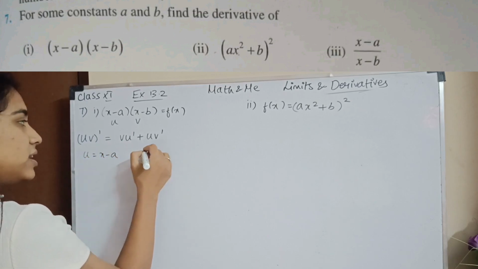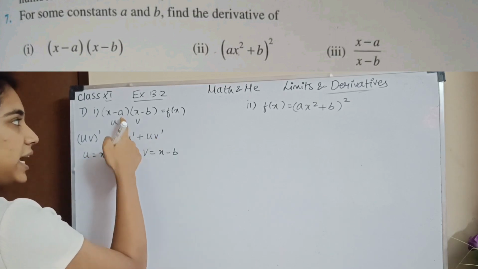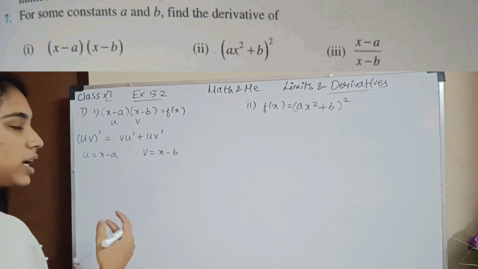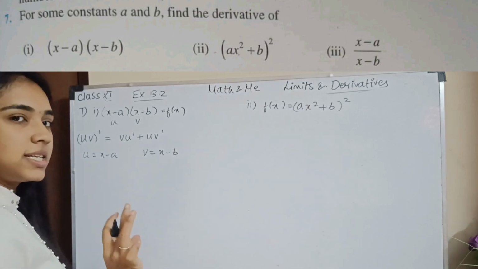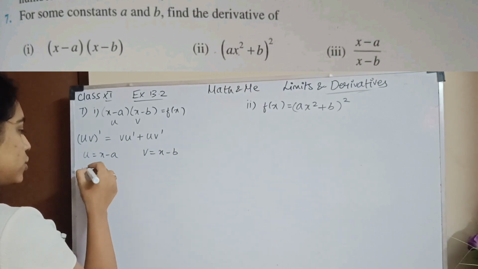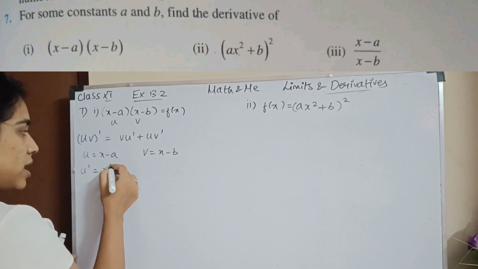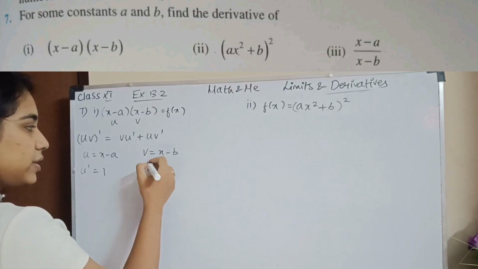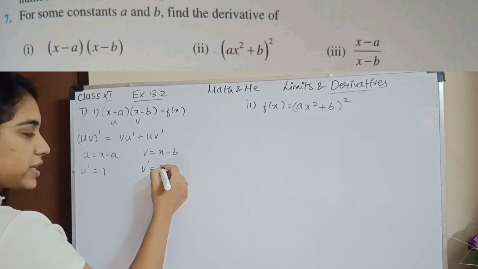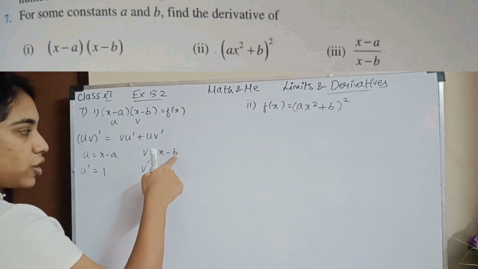Okay, so what is my u? u is x minus a, and v is x minus b. They have given that a and b are some constants. Okay, so that is the constant. Derivative of a constant is 0, always remember. So in u dash, the derivative of x is 1 plus 0. For v dash, the derivative of x is 1, and the derivative of a constant is 0.